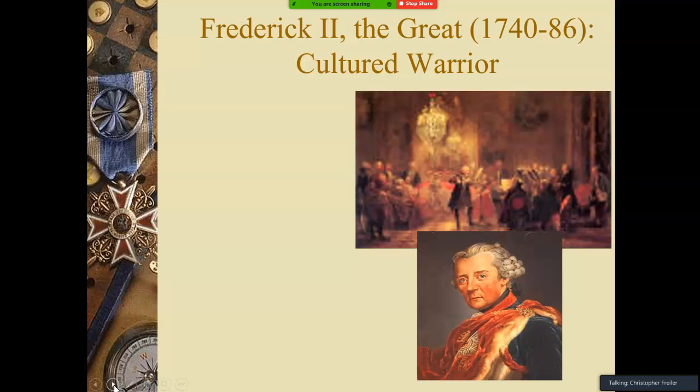So Frederick and his dad clashed significantly. Frederick was someone who really wanted to embrace the Enlightenment. He was more interested in reading works of philosophy and learning foreign languages. In fact, interestingly, Prussia is a German power, but Frederick's main language was French, because French was the language of the Enlightenment, the lingua franca of the Enlightenment. He also wanted to compose sonnets.